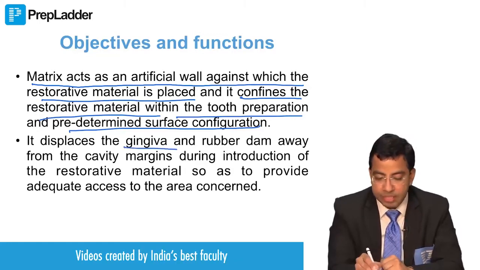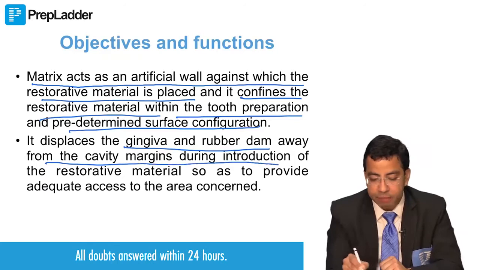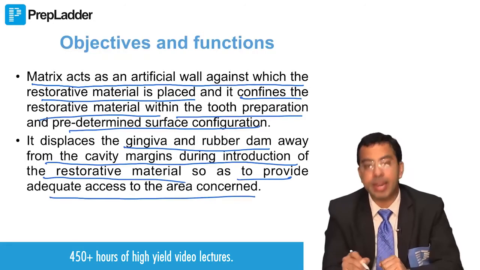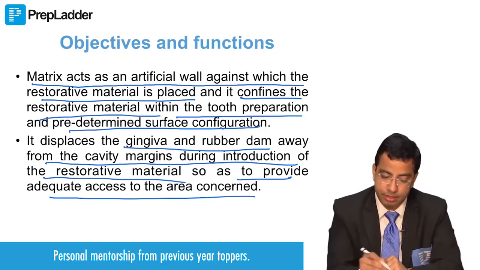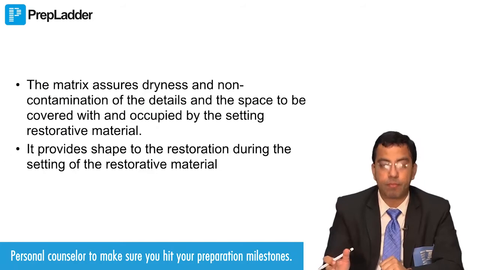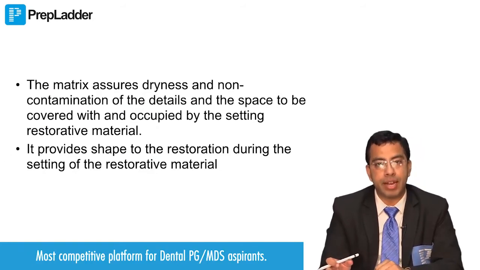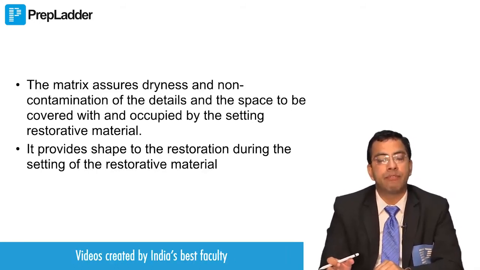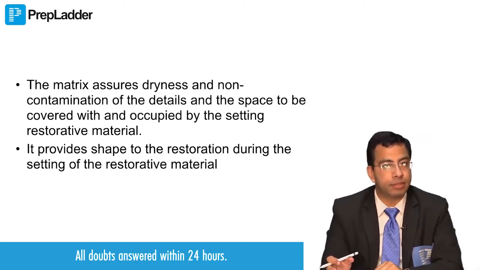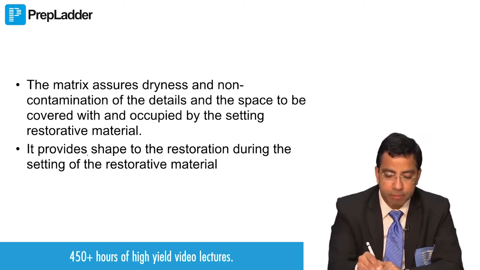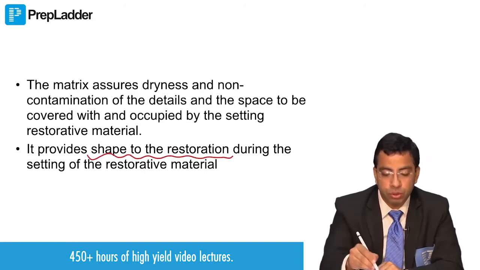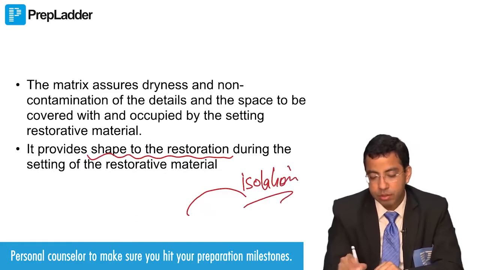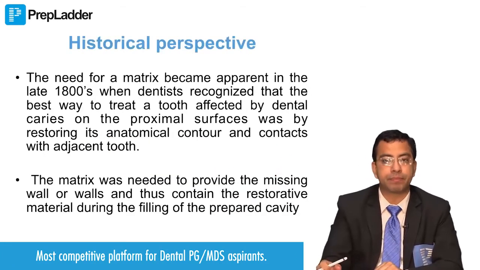Also, it displaces the gingiva and the rubber dam away from the cavity margins during the introduction of the restorative material so as to provide adequate access to the area concerned. The matrix also assures dryness and non-contamination of the details and the space to be covered with and occupied by the setting restorative material. It not only provides a shape to the restorative material but also provides adequate isolation to the area of work.